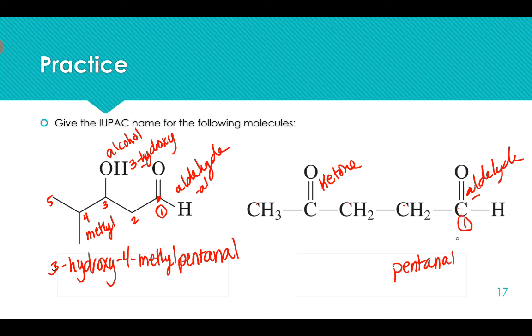This one has to be carbon number 1. Aldehydes are always terminal. That's a 2, 3, 4, 5. And so we have a ketone at carbon number 4, and so that's going to be 4-oxo. 4-oxopentanal.